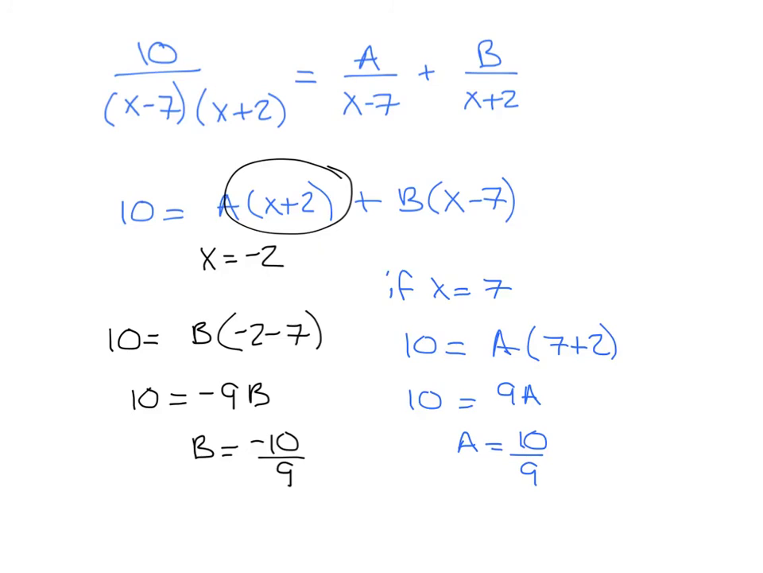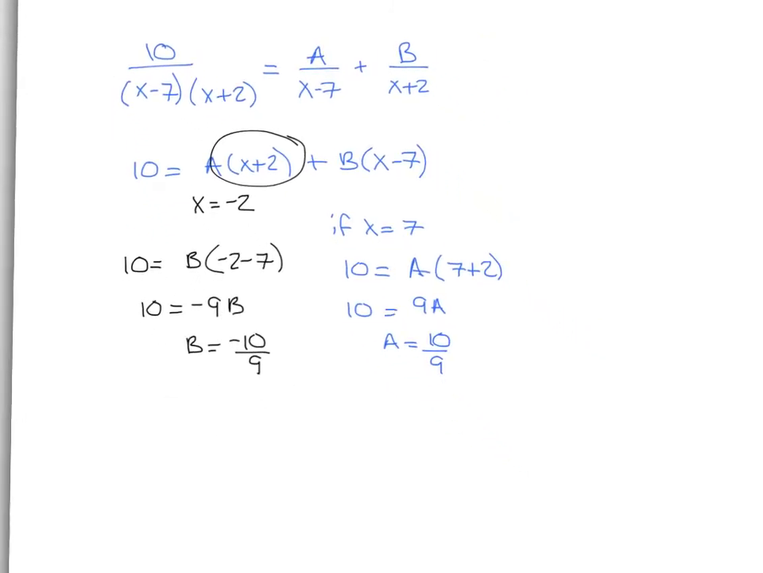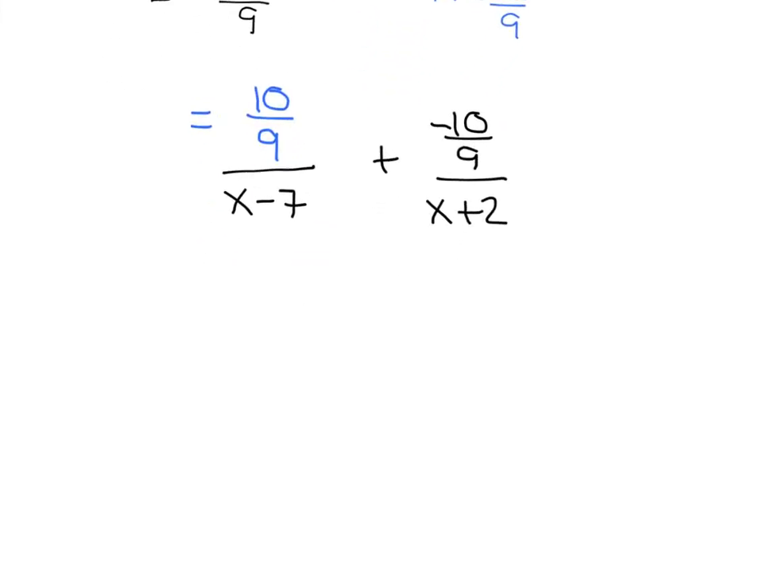So now I'm going to back substitute it back into the top. So we're going to have 10 over 9 because that's a. Make sure you do proper substitution. This is a, this is where I put my a. Okay? Here I put x minus 7 plus b, -10 over 9 over x plus 2. And now I'm going to do a state change flip. Okay? So 10 over 9 times, put this over 1, so what I'm doing is making sense. We're flipping it.